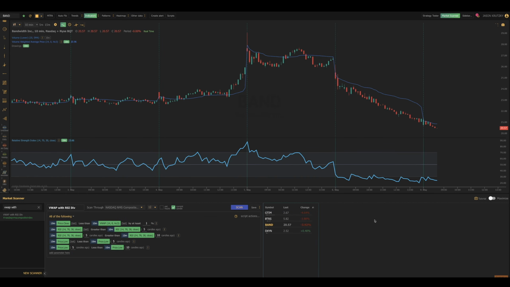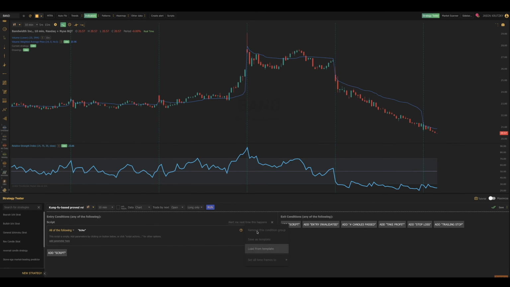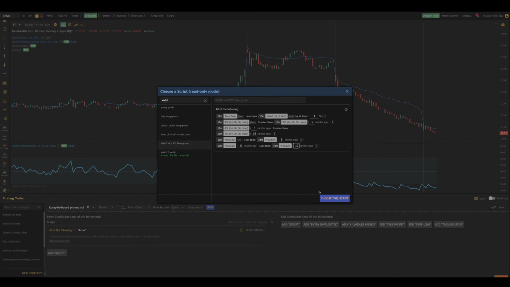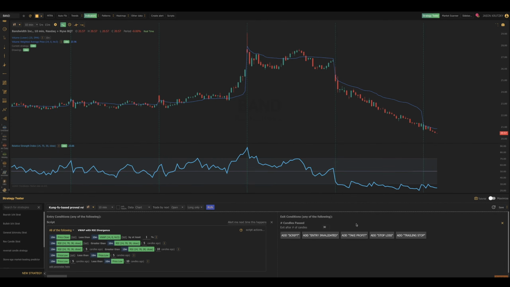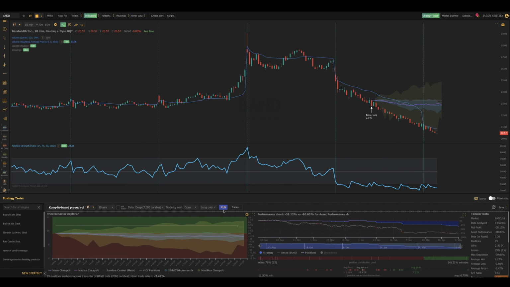Next, now that we've found a few symbols that meet our criteria, these guys right here, now we can backtest them and see when these conditions have been met in the past, how do these names perform? Let's do that. We're going to go to the strategy tester here. I'm going to click on script actions, load from template, VWAP with RSI divergence. I'm just going to choose a certain number of candles having passed, pick how far back I want to look, and it's going to go ahead and run this test for me. So I can very quickly and easily see how a name performs.